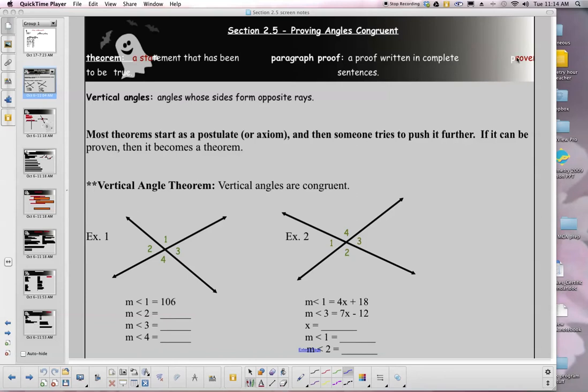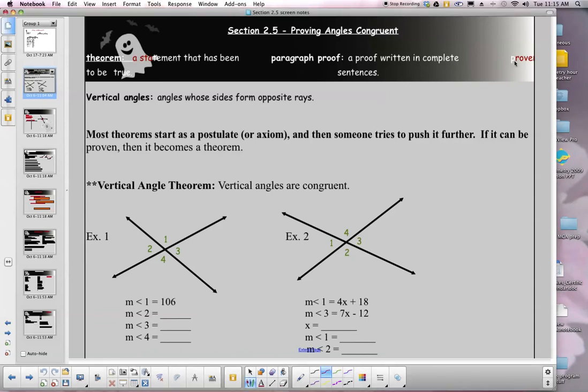My definition skipped over. So the word proven should be over here: a statement that has been proven to be true. Sorry about that. There we go, that should be right there. And we're also going to talk about a paragraph proof briefly. That's a proof that is not written in 2 columns, but written in complete sentences.